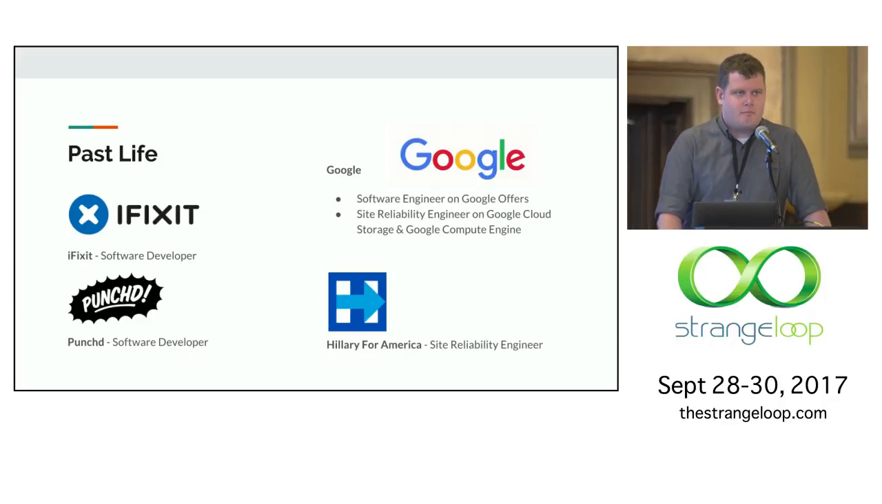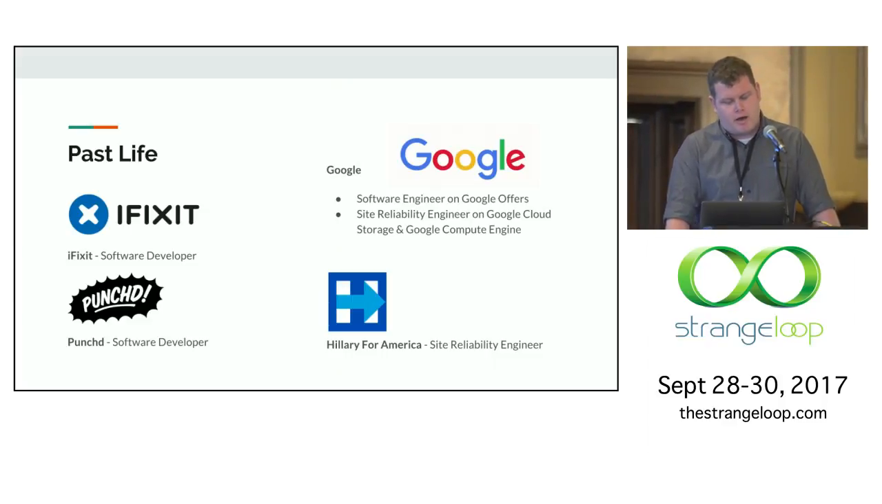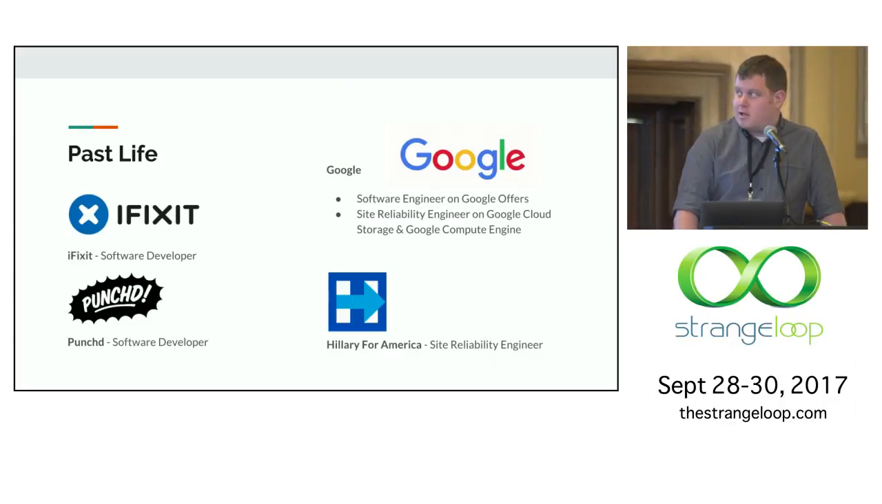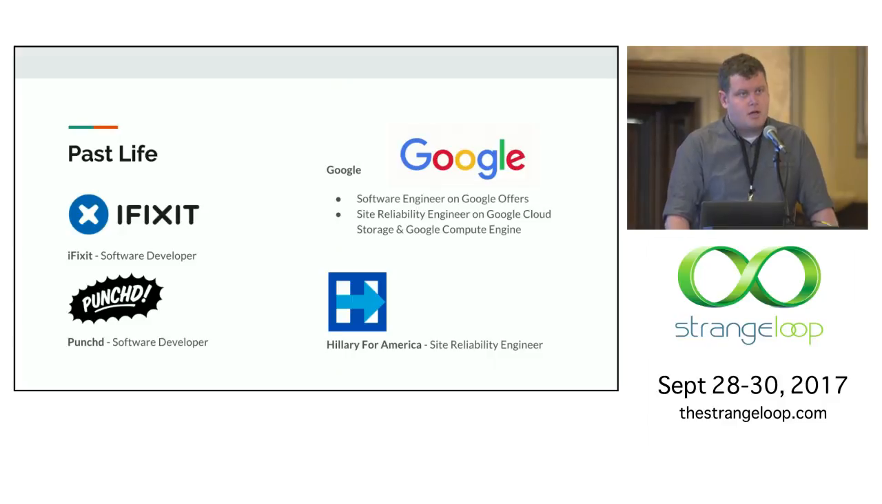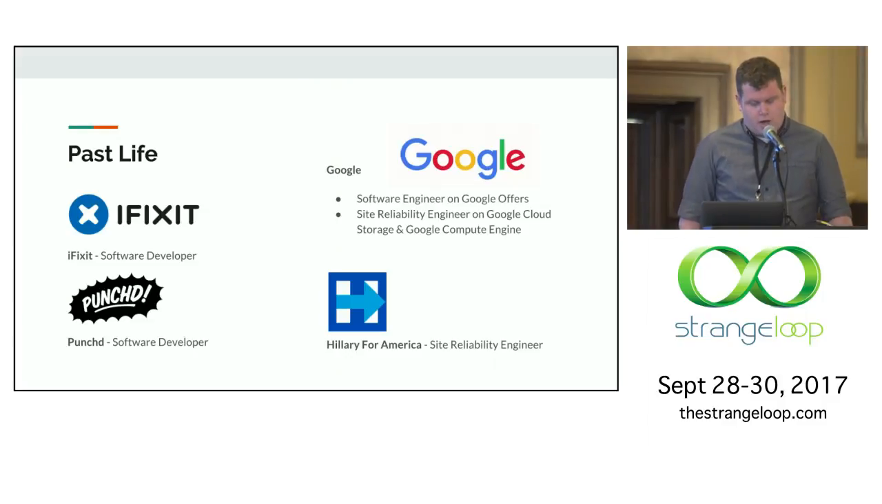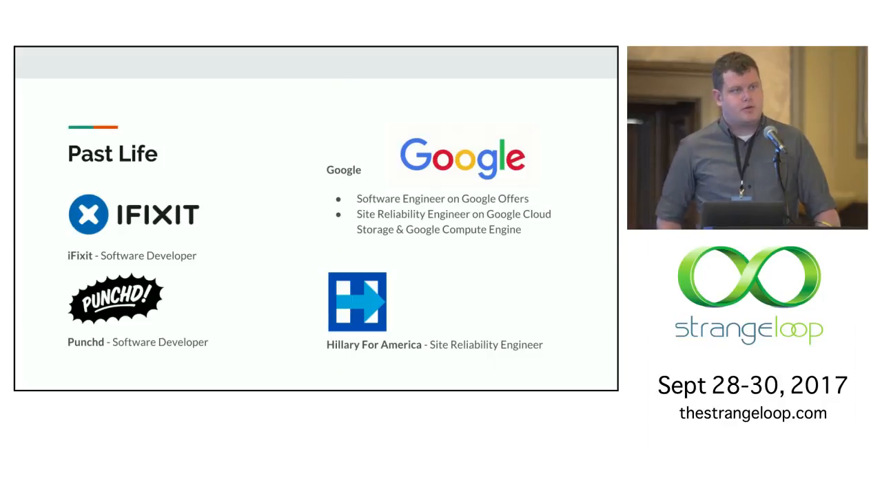This talk is a history of me applying the Dickerson hierarchy through a bunch of different jobs. Some of them that I'll be talking about are a company called iFixit, which I worked at many years ago in San Luis Obispo, California as a software developer; Punched, which was a very small startup in San Francisco; and Google, which you've probably heard of, as a software engineer on Google Offers and a site reliability engineer on two Google Cloud products, Google Cloud Storage and Google Compute Engine.